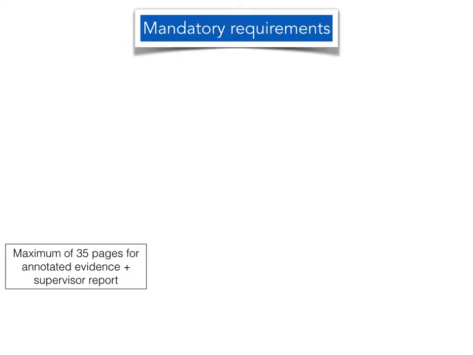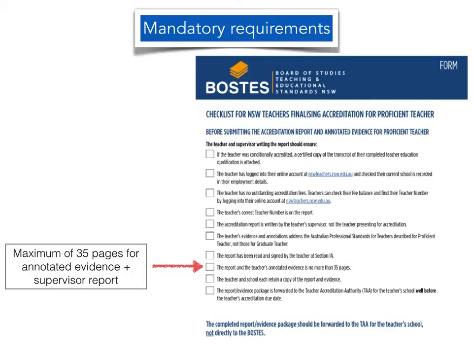The next mandatory requirement is that your evidence and supervisor report must not be in excess of 35 pages. This is clearly documented on the front of the BOSTEST supervisor report form. You need to understand that the supervisor report itself is 8 pages long. So that leaves you with about 27 pages that you can dedicate to your annotated evidence.